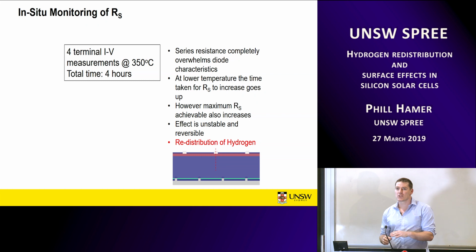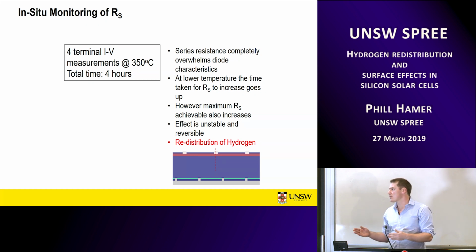So for any good hydrogen conspiracy theorist, this is enough to indicate that hydrogen might well be involved. So we carried out some in situ measurements to actually see if we could learn anything about hydrogen, or try and confirm whether hydrogen was involved in this process. So we've got a PERC solar cell there. We create contacts to the front and back, just simple probes, and we do a 4-terminal IV measurement.